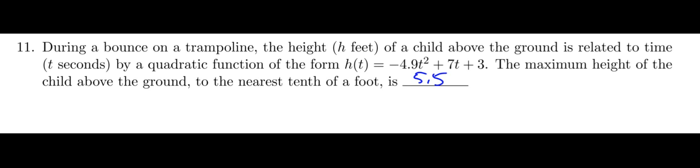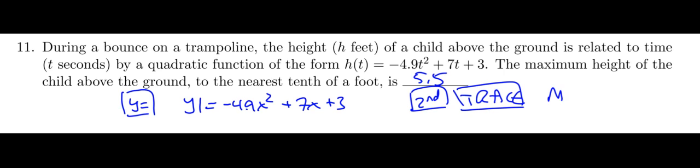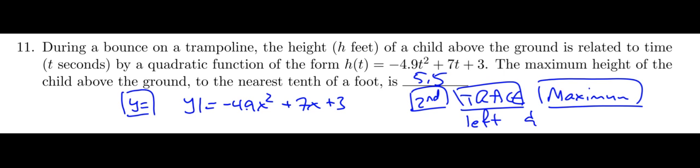What you would do is typically you would press y equals on your calculator. In y1, you would enter negative 4.9x squared plus 7x plus 3. And after you've got the graph there, you would press second trace. You would go down to maximum. And then the calculator is going to ask you to pick a point to the left and then to the right of that maximum. You press enter again to pass the guess, and boom, it will produce that value for you.